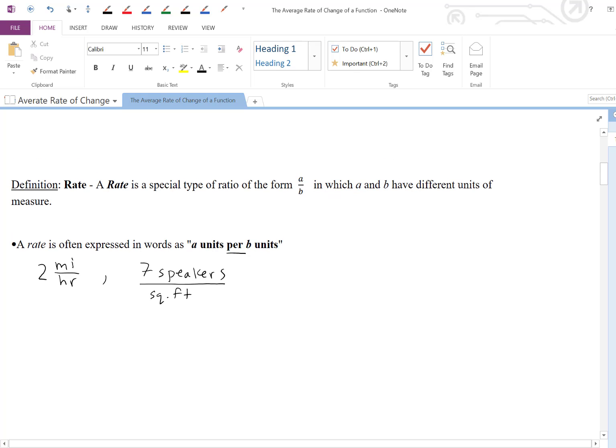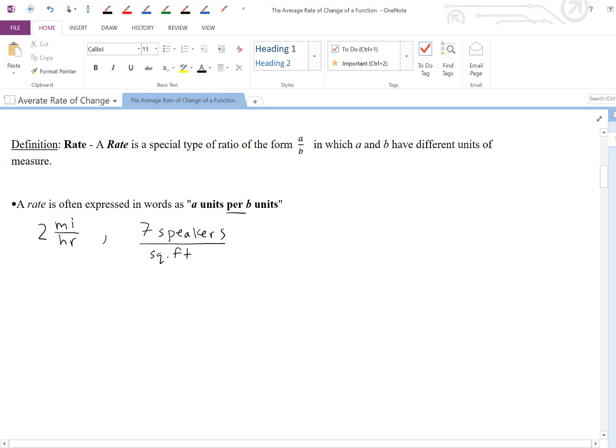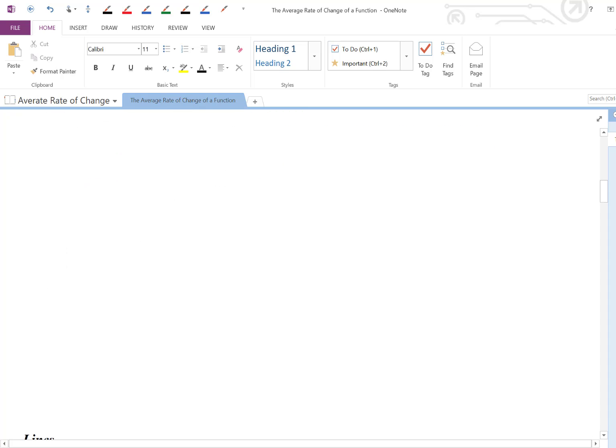Oftentimes, by the way, a very common known type of rate is, of course, a velocity or a speed. Here, miles per hour, that is a speed, and also a velocity. We'll talk about what's the difference of those two later, but most people understand those types of things. Commonly used in language throughout the world. It's just now we're like, well, what about the mathematics? So let's take a look.